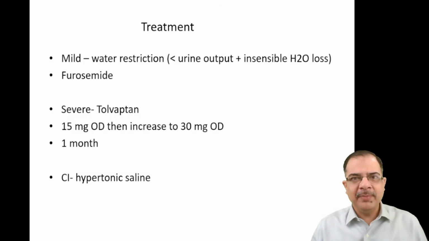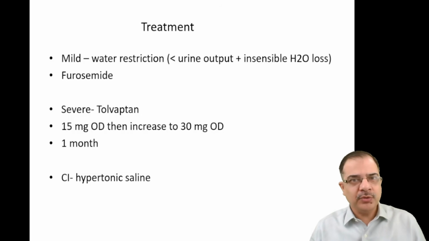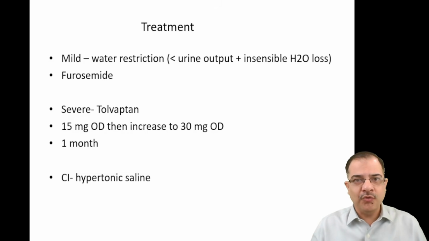Contraindicated in hypervolemic hyponatremia is hypertonic saline. This causes more water, meaning water overload in the body, and can cause decompensated heart failure. So it should not be given.